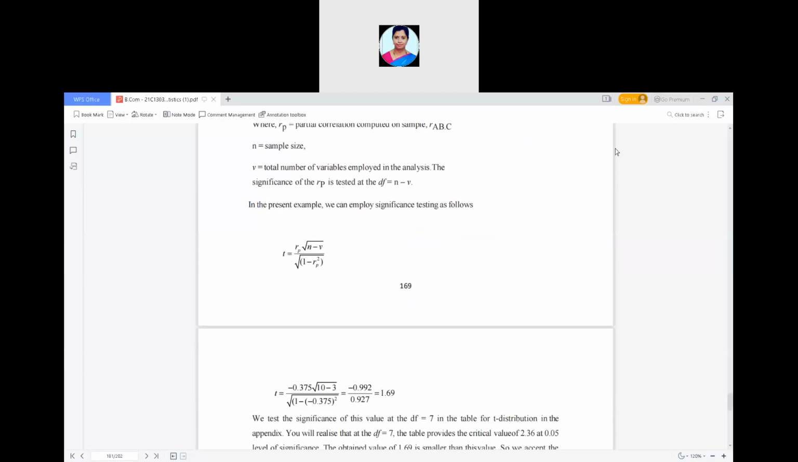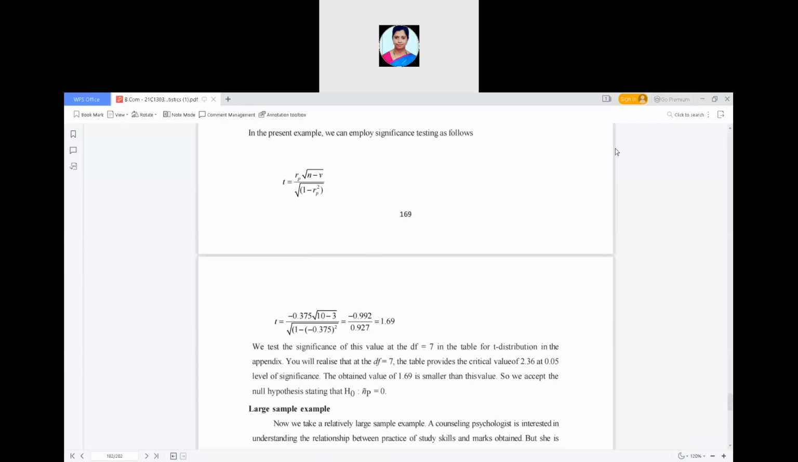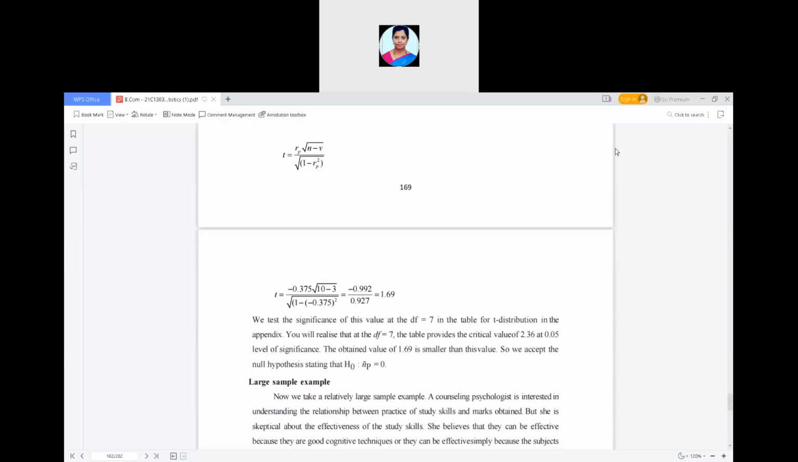Here we are making use of the t-test formula, which is a familiar one. t is equal to r p into the square root of n minus v, divided by the square root of 1 minus r p square. Applying the values here, we get 1.69. We test the significance of this value at degrees of freedom equal to 7 in the table of t distribution in the appendix.